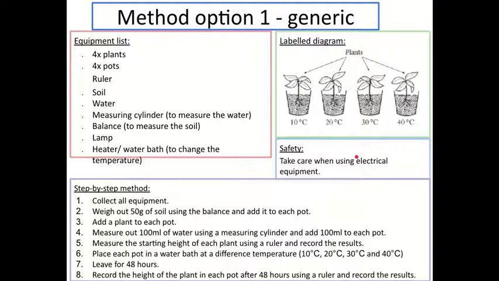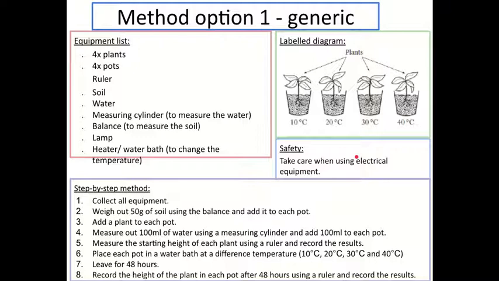Measure the starting height of each plant using a ruler and record the results. Again, I'm pointing out that a ruler should be used to measure. Place each pot in a water bath at a different temperature, and I've listed the temperatures here as well. And I've said how I'm changing the temperature, so by putting them in the water bath. Leave for 48 hours, again detailing the exact time. And finally, record the height of the plant in each pot after 48 hours using a ruler and record the results. Again, saying how I'm going to measure it. Be careful, a lot of people miss this stage out. They say how they'll set the experiment up, but they don't always say how they would actually measure and get the results and record them.